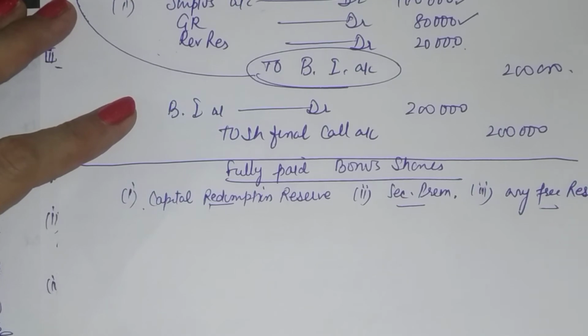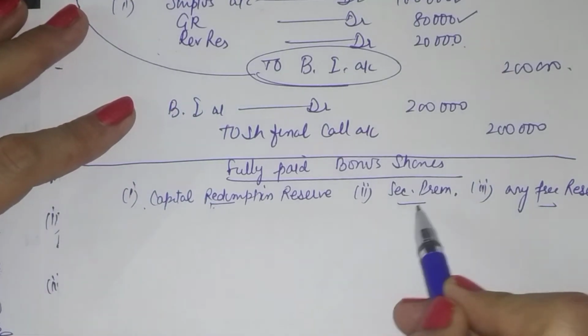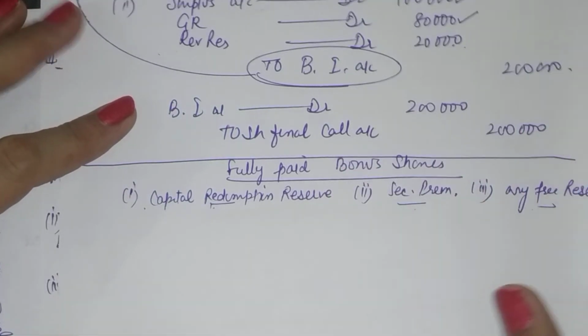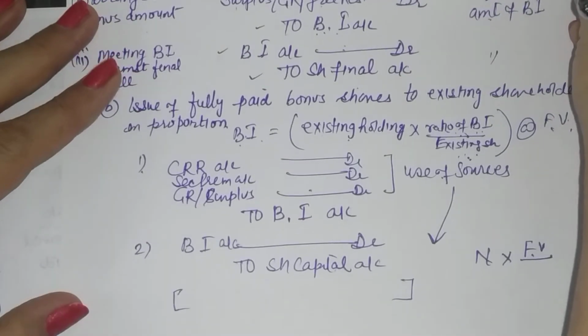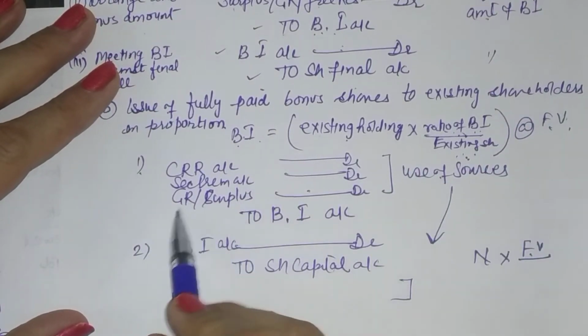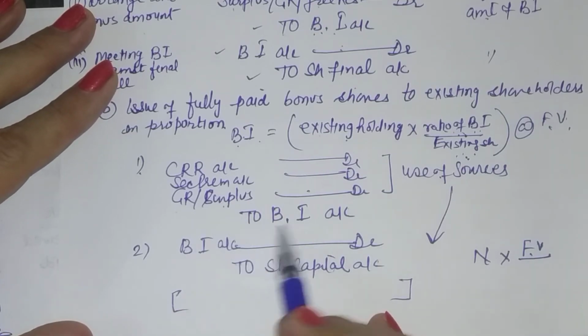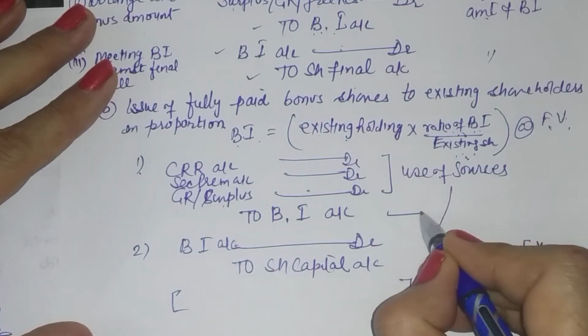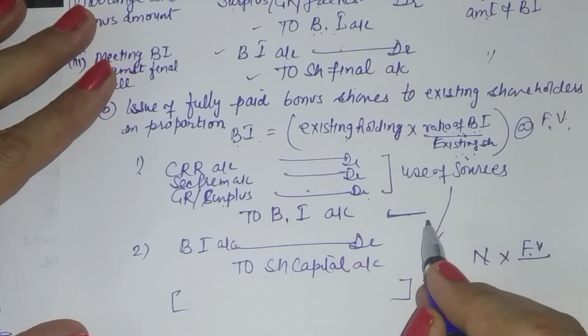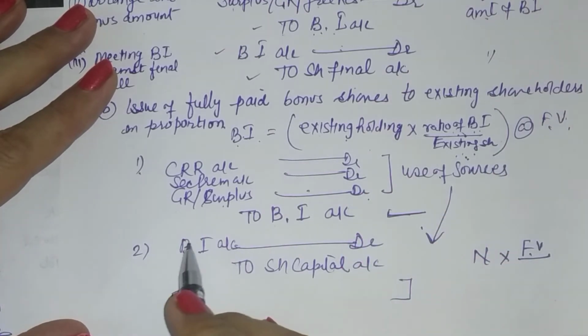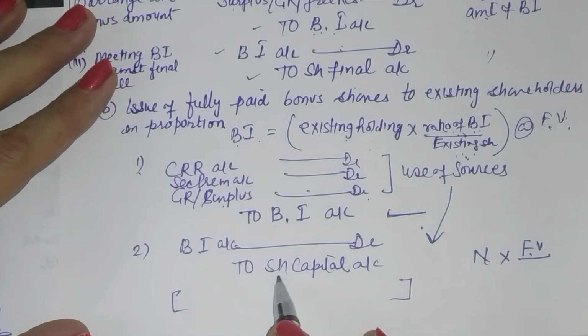Now the journal entry will be that these sources are being converted into bonus issue. So we'll transfer the amount from these reserves, CRR, securities premium, general reserve, surplus, etc., to bonus issue. This is the amount that we have already calculated. So you are adding up the sources to give this amount as bonus issue. This bonus issue is converted into share capital.